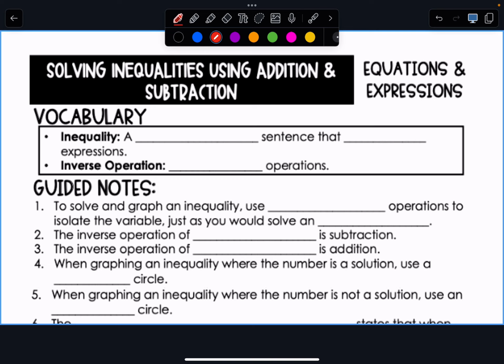This sentence yesterday. An inequality is a mathematical sentence that compares expressions. Okay? Now, what we are going to do today, okay?